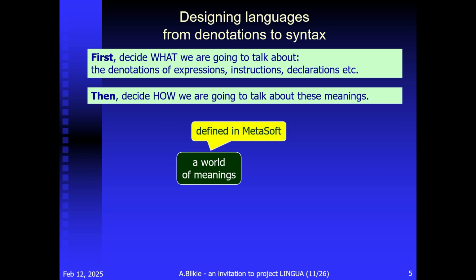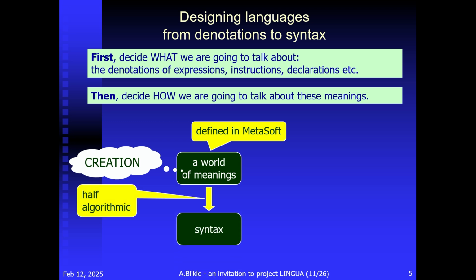And this world of meaning is described in our case in a meta language, Metasoft. Metasoft was developed in the Institute of Computer Science of the Polish Academy of Sciences, where I was employed at this time. And here is the main creation when you think about a new programming language. In the descriptions of meaning, you decide what sort of data you are going to have, what sort of types, what sort of control mechanism, etc. Then, once the world of meanings is described, we derive syntax in such a way that the denotational semantics will exist.